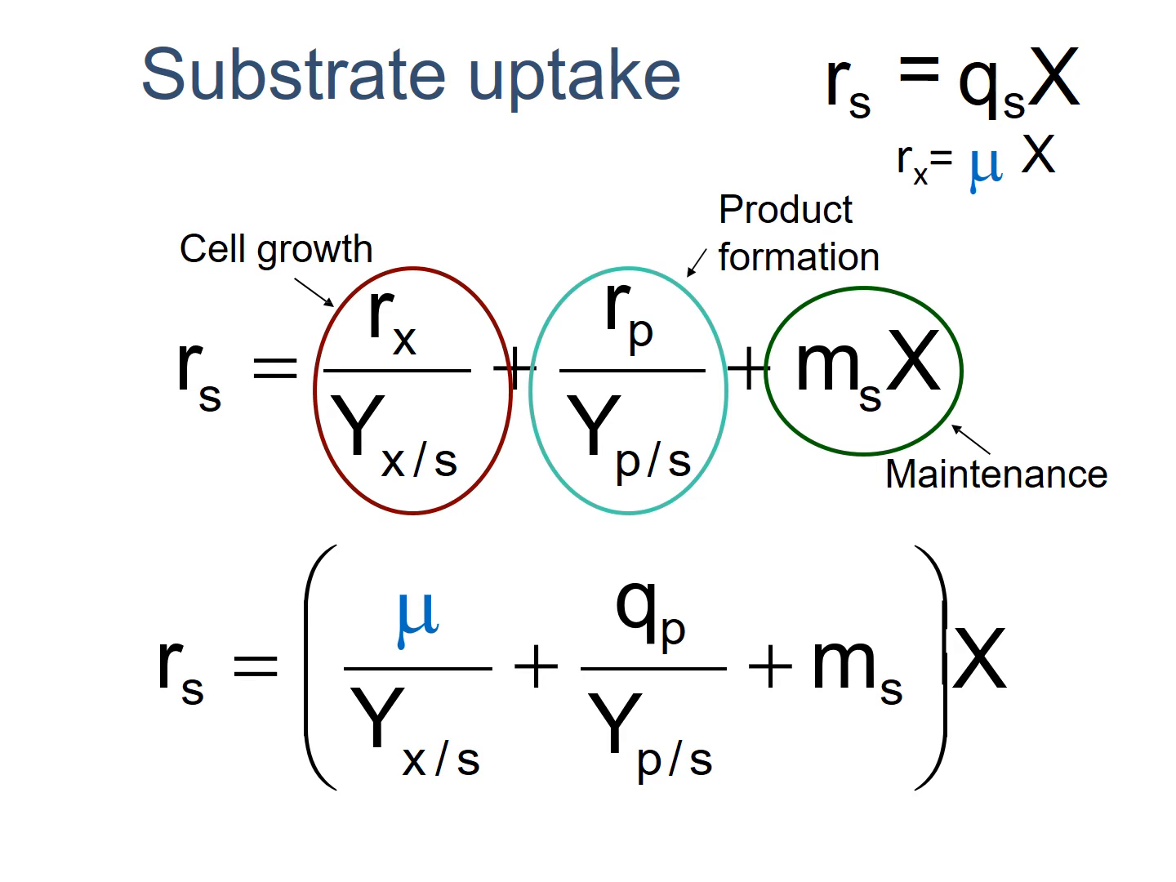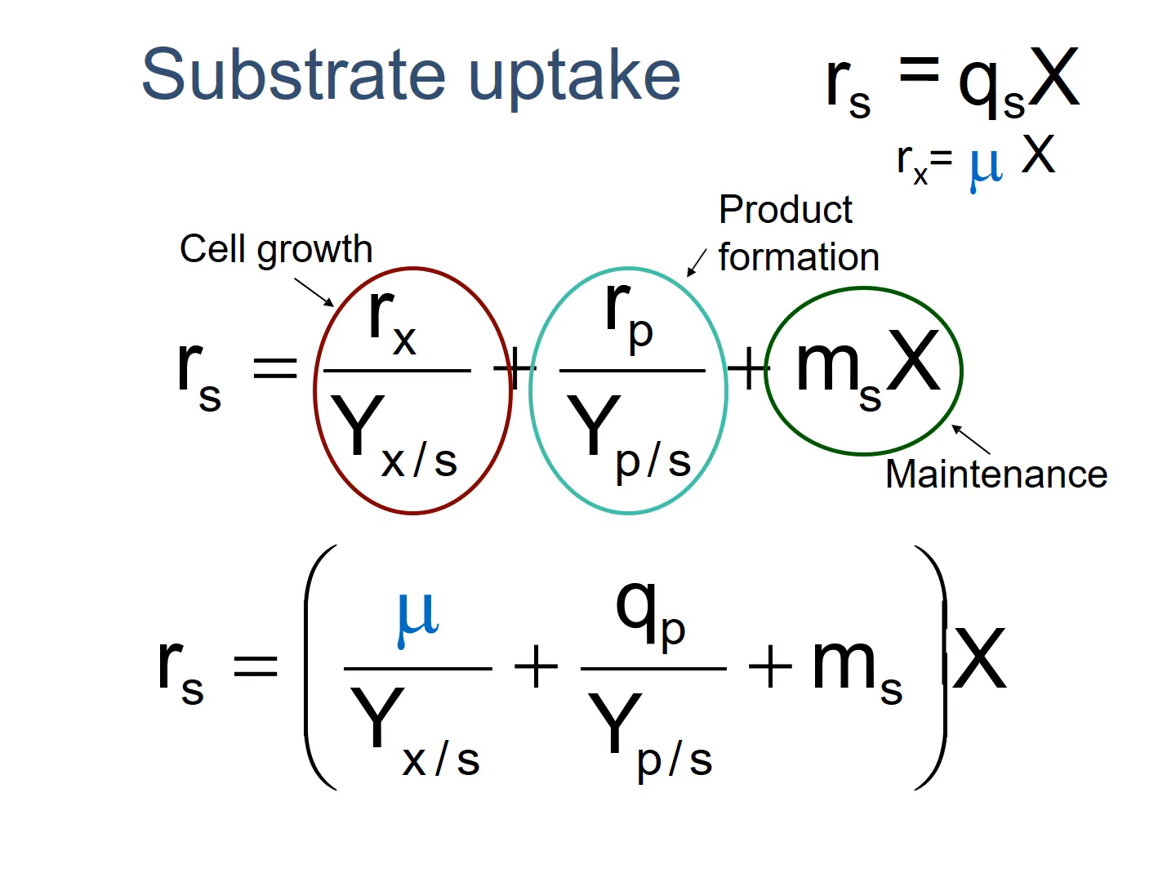So when we rearrange this, we put all the X outside here and tidy up the equation. This entire term is called Q_S, because the consumption rate of the substrate is a function of the rate constant for substrate and X here. So this Q_S has three terms. Remember, first, to support the growth of the cell. Secondly, to support the formation of the product, and thirdly, for maintenance.